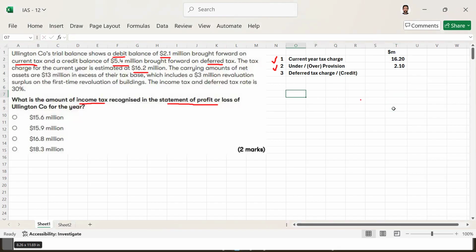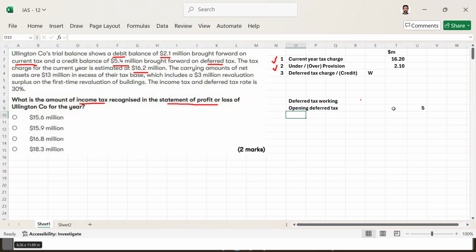So for this, we can have this working. This figure will be coming from the working. So let's do a small working here for the deferred tax. Deferred tax working. As the question has provided us with the opening deferred tax, the opening deferred tax figure is 5.4 million. Again, we will have to unround these figures, and we are also provided with a closing figure.